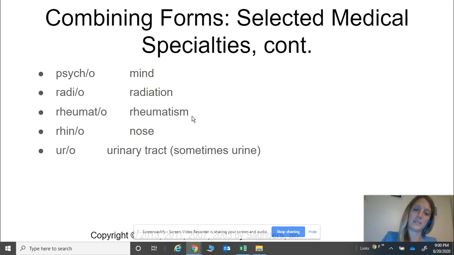Rheumato is rheumatism. It's close to your joints. If you think of rheumatoid arthritis, it's an inflammation thing that can sit in your joints. We won't talk a lot about that in this unit. Rhino means nose, uro means urinary tract.